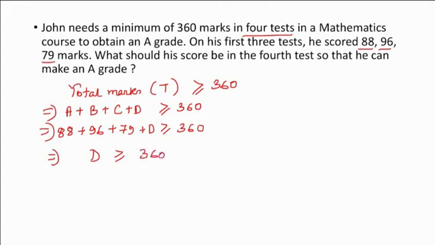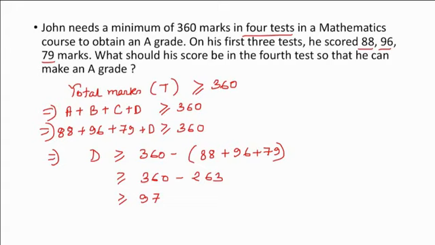or D must be greater than or equal to 360 minus (88 plus 96 plus 79). So 88 plus 96 plus 79 comes to be 263. So D must be greater than or equal to 360 minus 263, or it should be greater than or equal to 97.